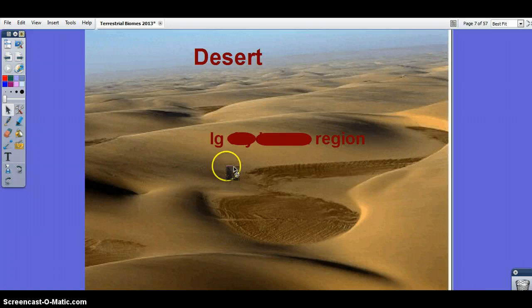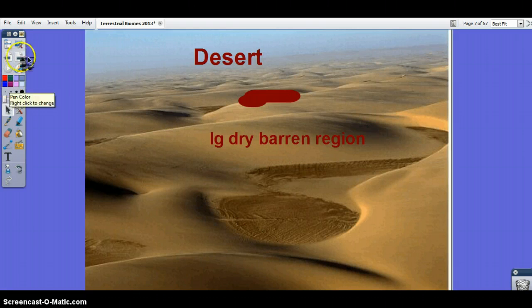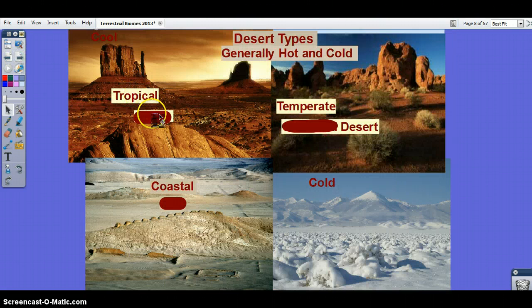So the first biome I'm going to talk about is a desert. This is a large, dry, barren region. Barren means with little growth. It is a large, vast area of land, and dry because it has little precipitation. There's really two types of deserts, hot and cold, but they can be divided into four names.